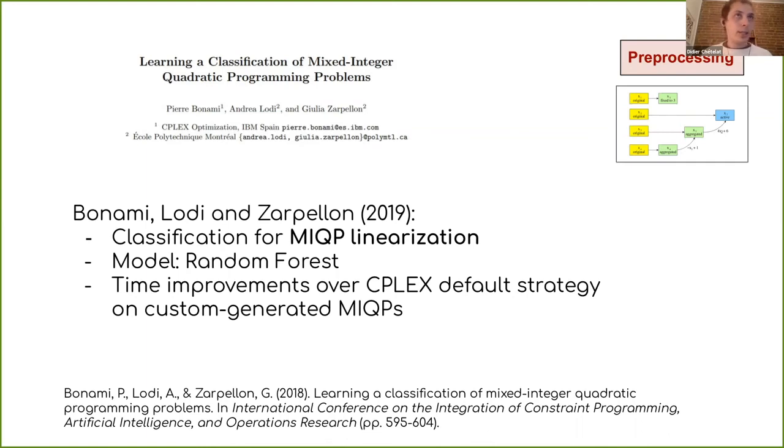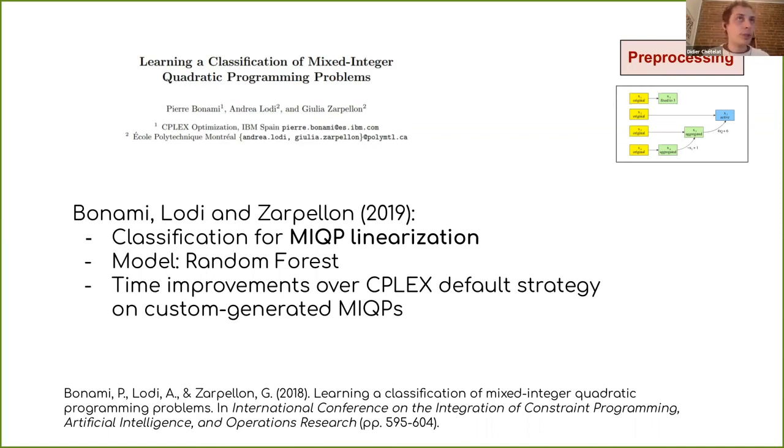So what they did is they took a bunch of MIQPs, looked at how long it takes to solve them if they're linearized or not, and trained a random forest to decide that. They show that compared to the default strategy to linearize in CPLEX, it gives improvements on a class of custom generated MIQPs.